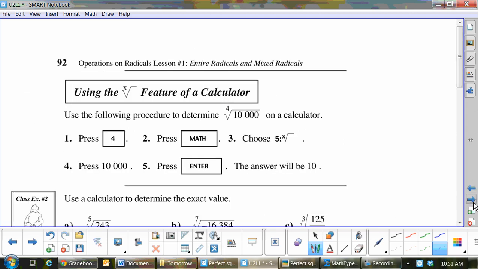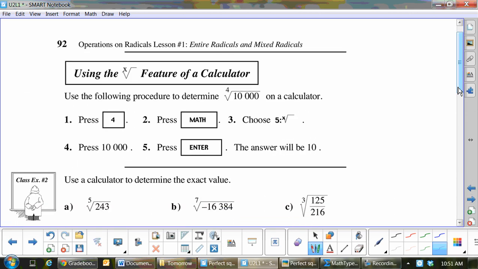Now, remember, you can use your calculator. Okay. If you were going to do like the fourth root of 10,000, you have to hit 4, then press math, and then number 5, right? So what you would do is 4, and then you would hit your fourth root to the 10,000. And it'll give you the answer. 10. Okay?